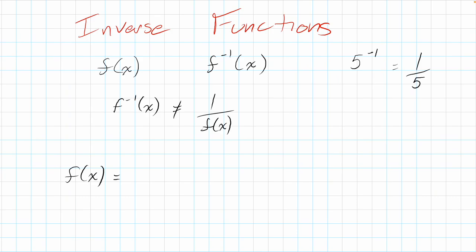For instance, if we have some function f at x is equal to, I'll write a vertex form of a quadratic here for us, negative 3(x minus 2) squared plus 3. This is your algebraic representation. So here's our algebra. Then you also have a graphical representation, which will look something like this.